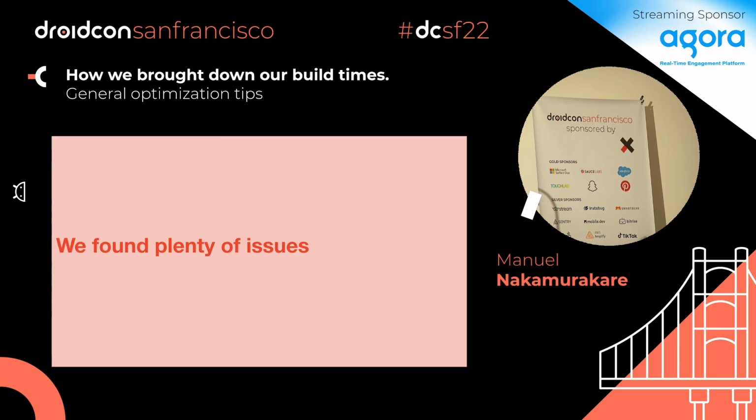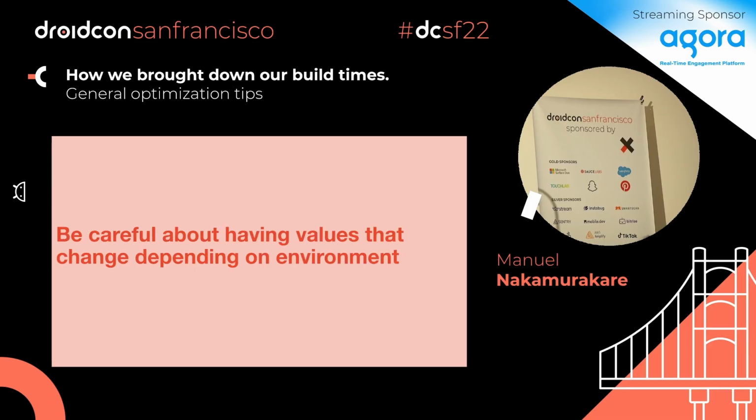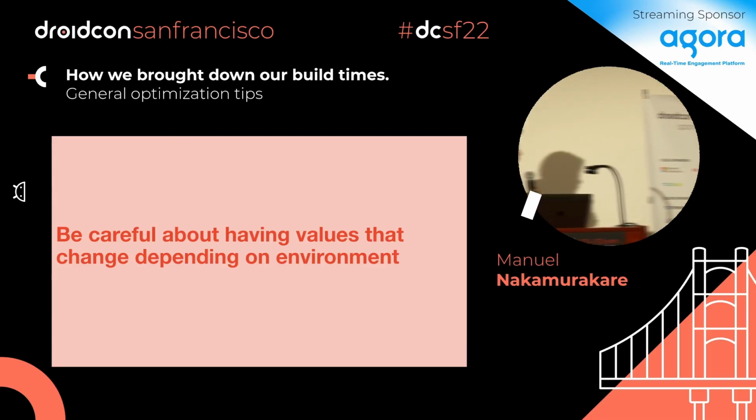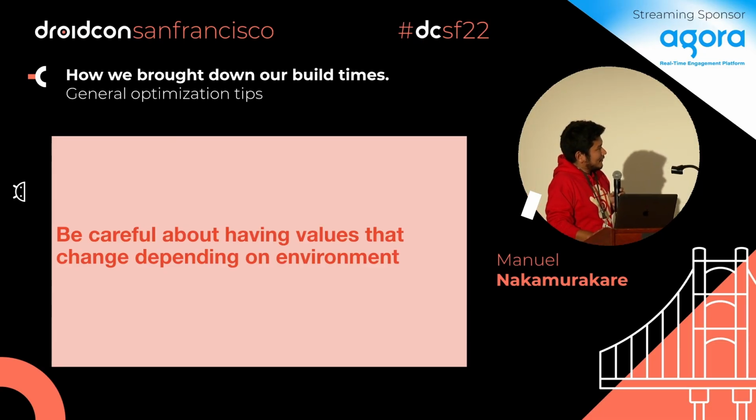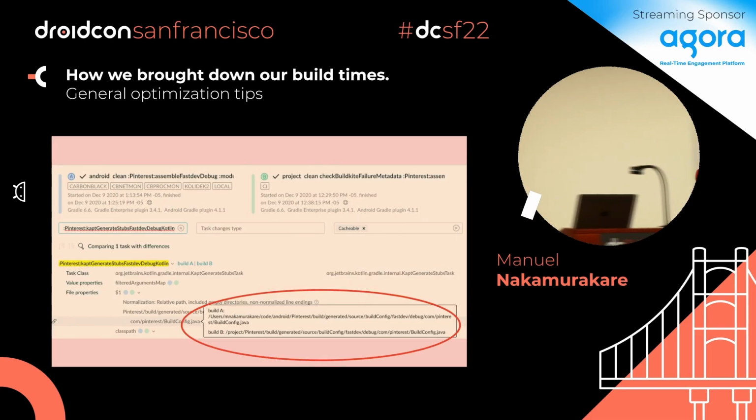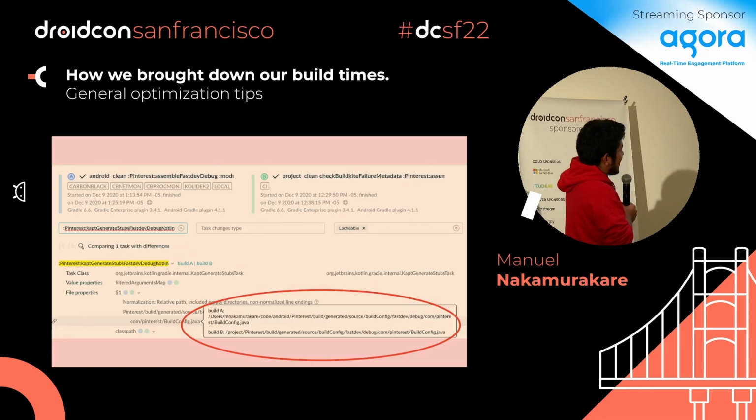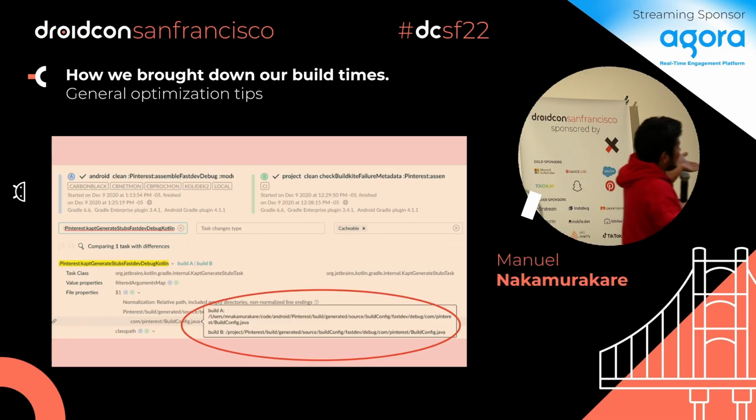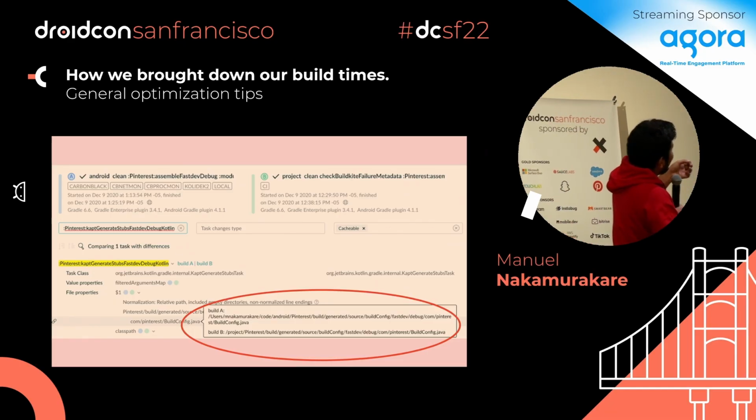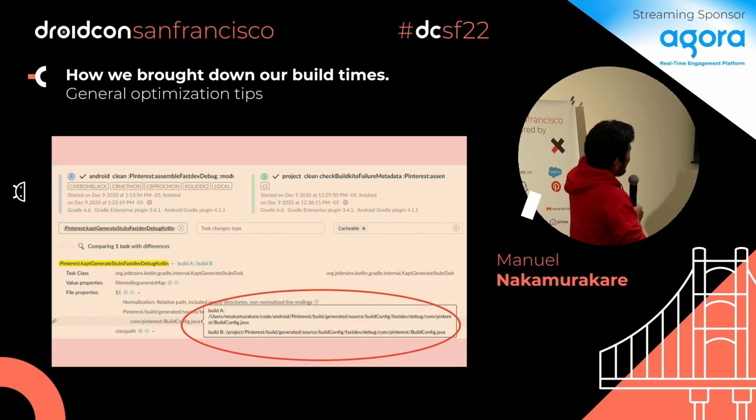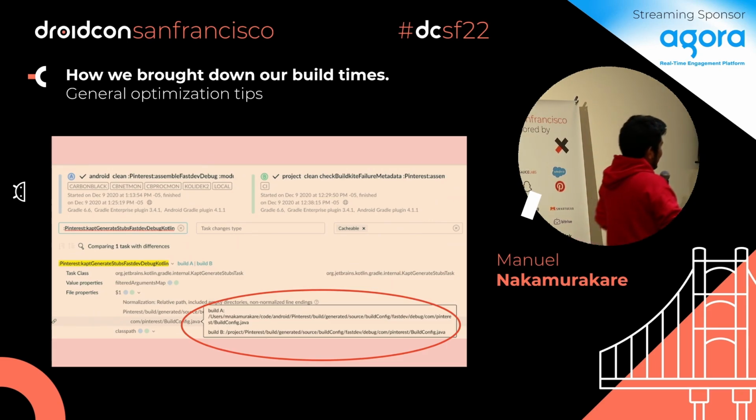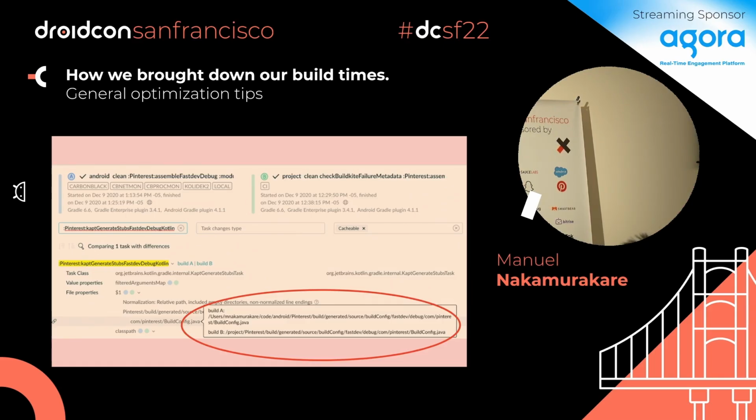In this case, we found plenty of issues. There were many things that needed to be fixed before the remote cache was usable. One of the things worth pointing out is to be careful about values that change depending on the environment. When we started debugging the remote cache, this is what we found. Here we are seeing Gradle Enterprise comparing the local build on the left versus the remote build on the right. The tool tells us that something is different in the build config file.